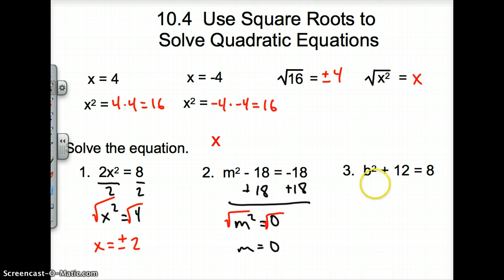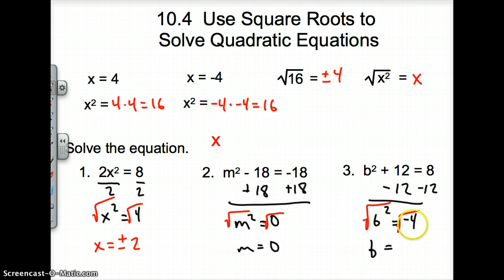And finally, number 3, we have to get b squared by itself, so we subtract 12 from both sides to get b squared equals a negative 4. Again, how do we undo the square? We have to square root both sides. And again, we have b equals, oh wait, we have to stop. Look, we're square rooting a negative 4.